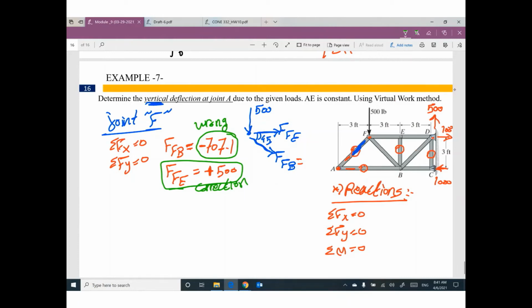So FB, I assumed tension, I'm sorry, it's compression. So this force will be compression. How much? 707.1 compression. If FE is positive, it means you assumed the correct direction, which is tension. So this one will be tension. How much? 500.